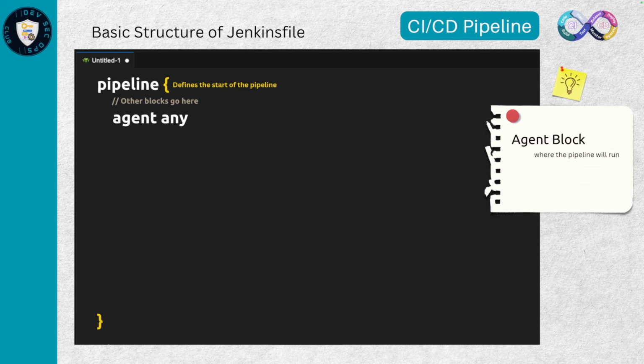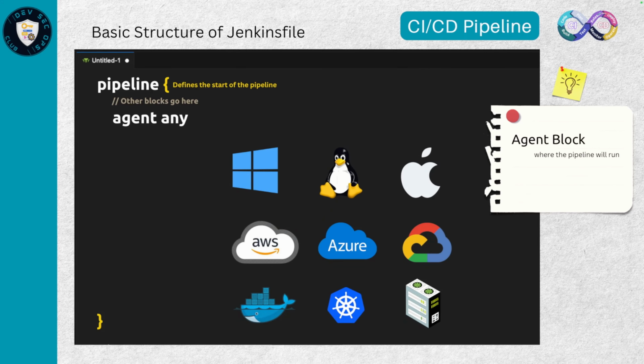So agent specifies that the pipeline can run on any available agent. Here I have mentioned any, but if you remember, in our day 4 part 2 we discussed in great detail how we can set up agents. So in this case, depending on your use case, this agent can be any of these, or whatever setup you have or have already done.